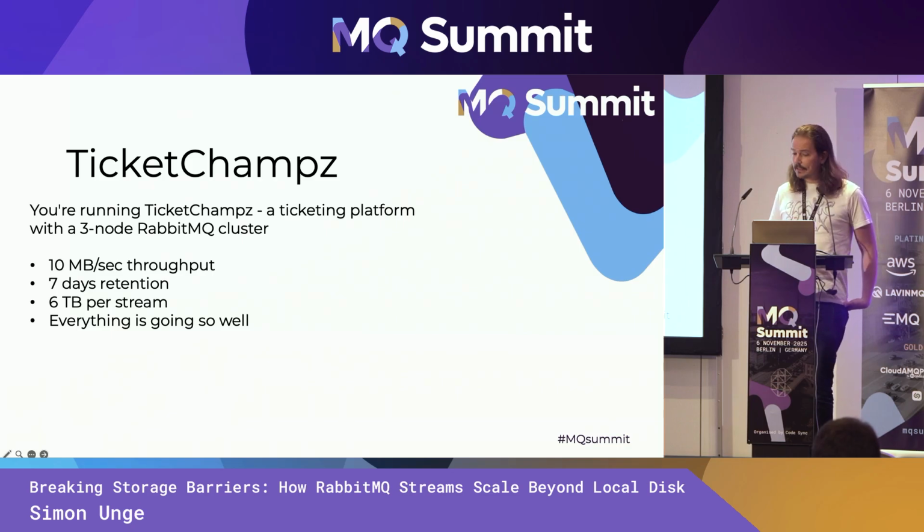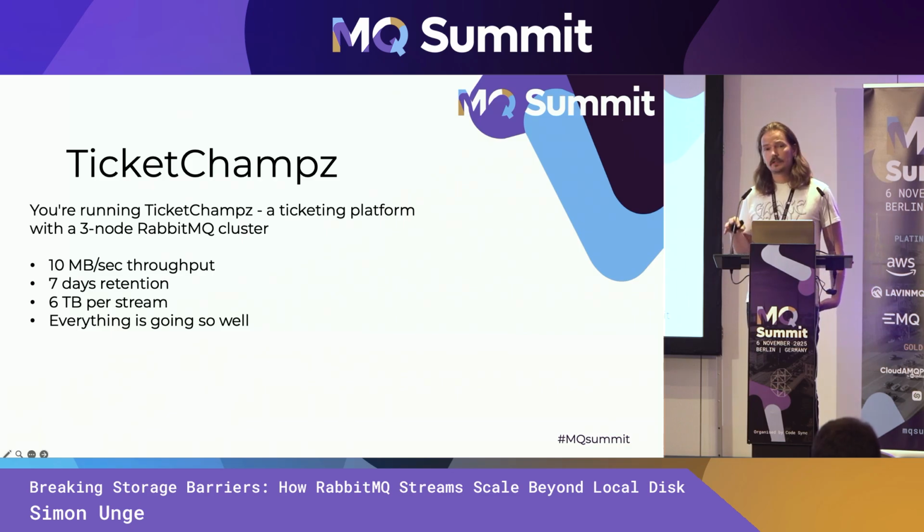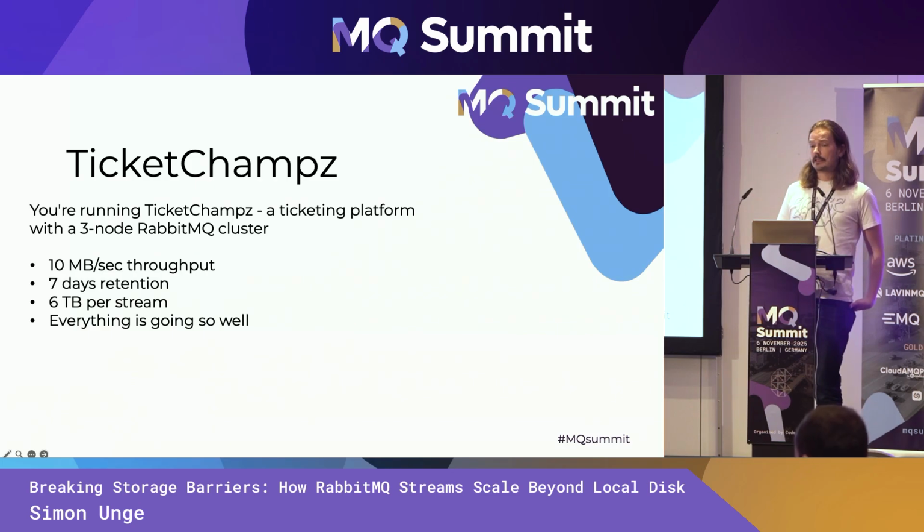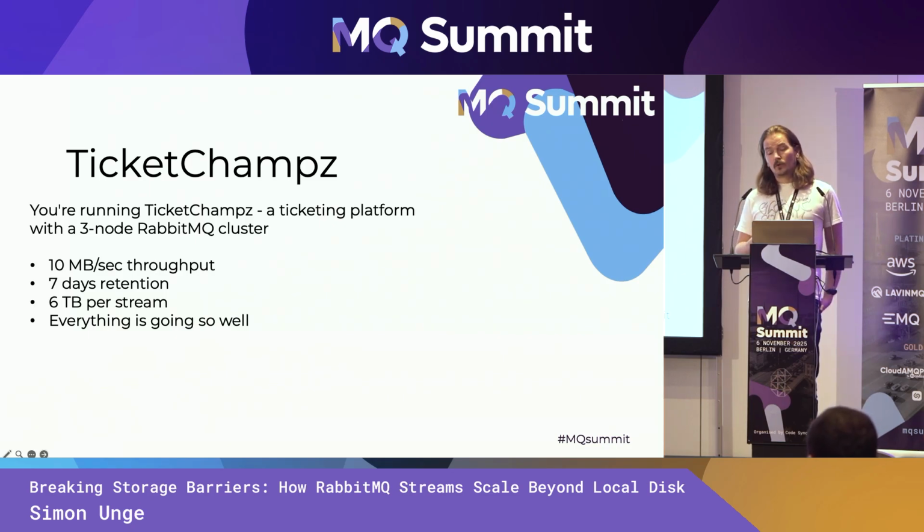And let's say that part of your system is a RabbitMQ cluster of 3 nodes, which handles your order streams. And you have 10 megabytes of throughput, like I said before, and you have 7 days of retention, so you end up having these 7 terabytes of data per stream.